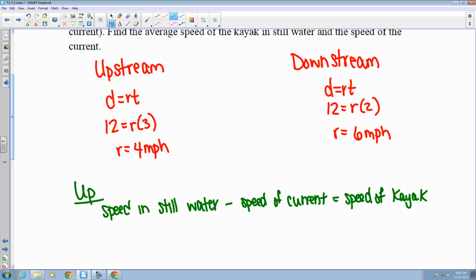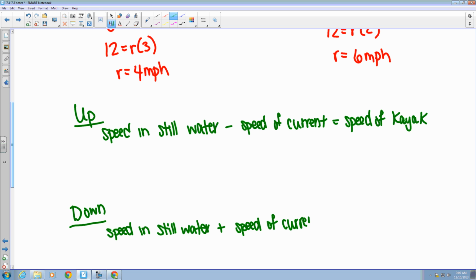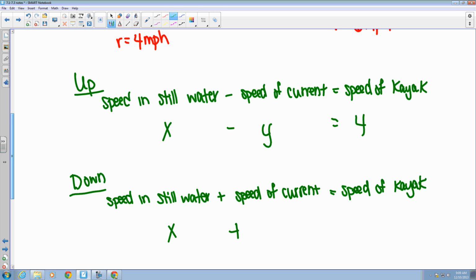And I'm going to do a similar situation for the downstream. We want to know what the speed in still water is, but this time we get to add on the speed of the current because we're going faster, going with it, and that's going to be equal to the speed of the kayak. So we don't know either one of those things, but we do know what the speed of the kayak is, and that's our rate. Upstream we're going 4 miles per hour, downstream we're going 6 miles per hour.